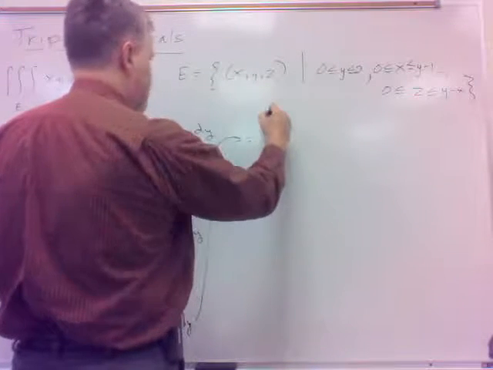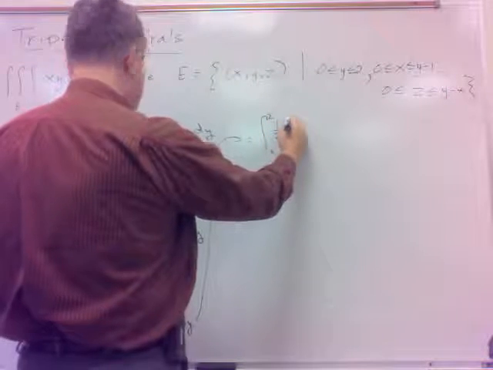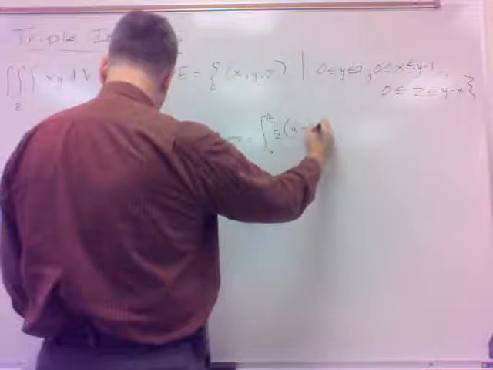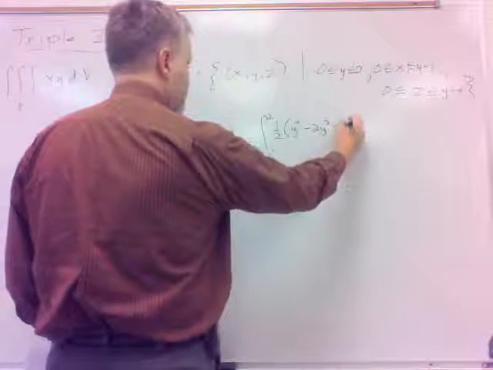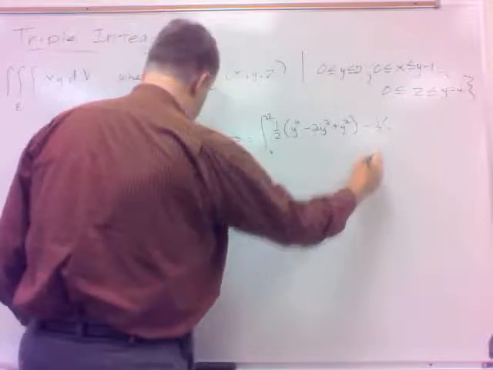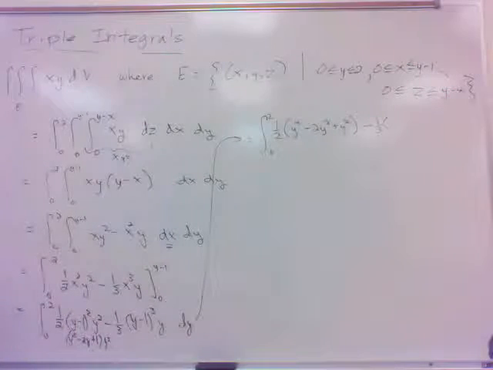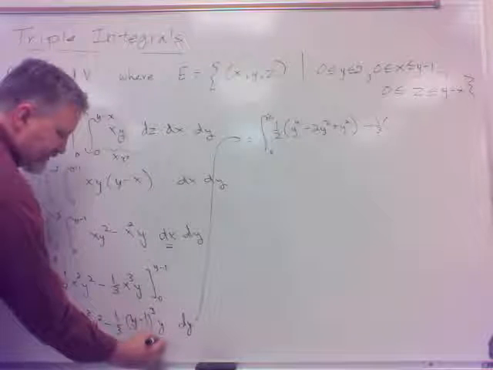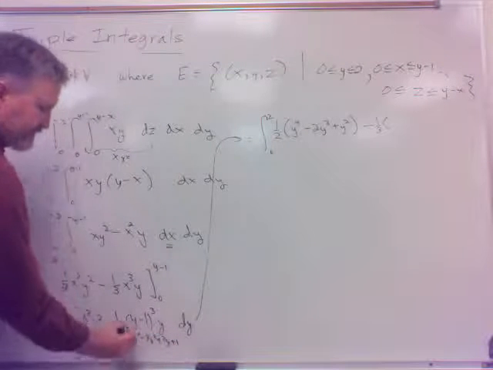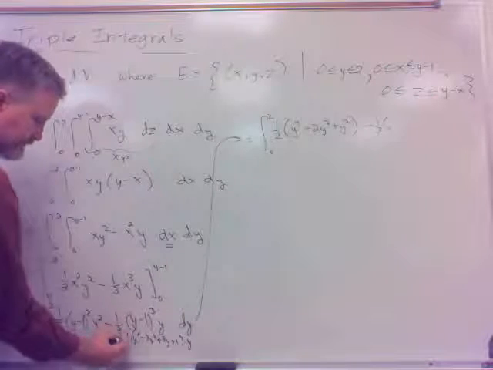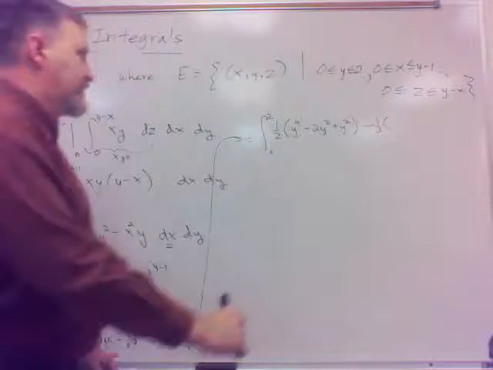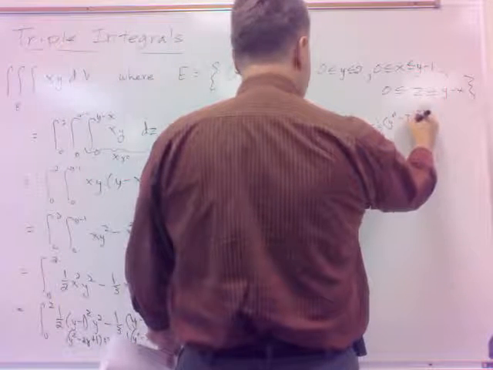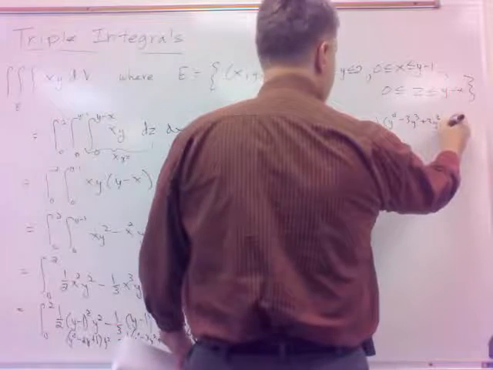We're going to have the integral from 0 to 2 of 1/2 times y to the 4th minus 2y cubed plus y squared. And then minus 1/3. You know what y minus 1 cubed is? That's going to be y cubed minus 3y squared plus 3y minus 1. You can check me on that. So that's going to be minus 1/3 times y to the 4th minus 3y cubed plus 3y squared minus y.